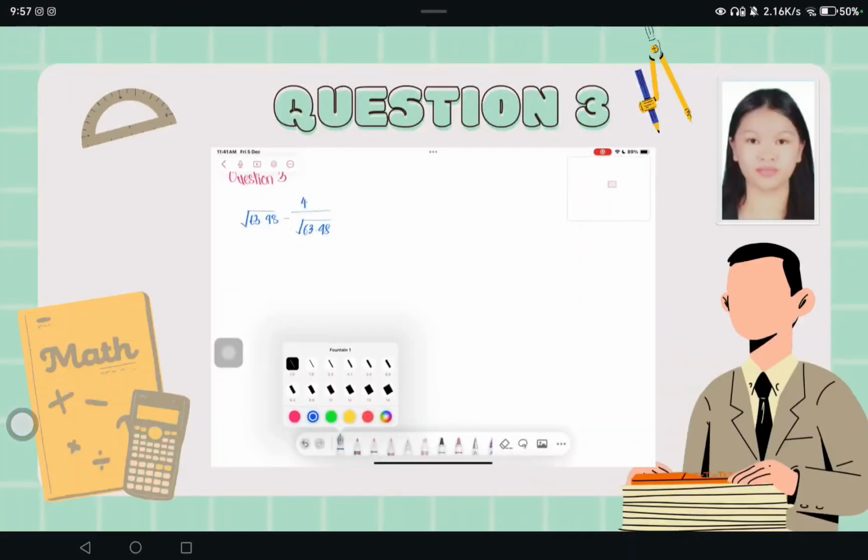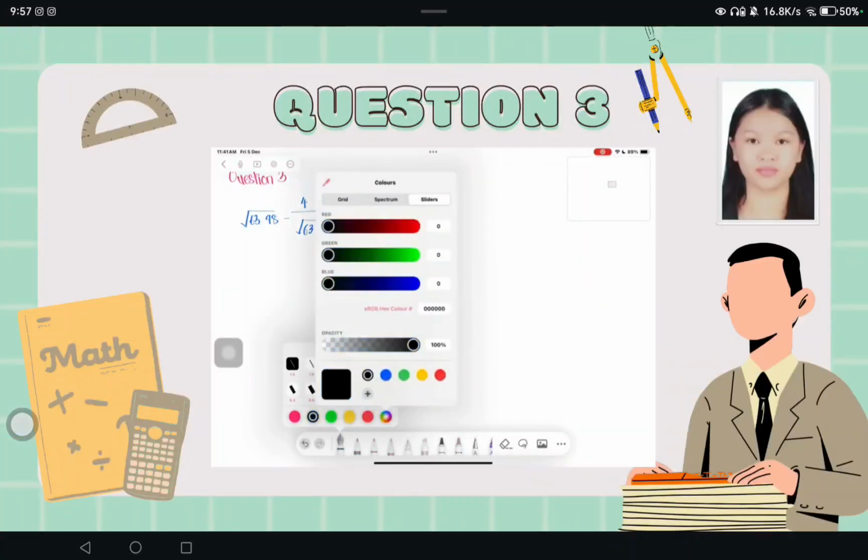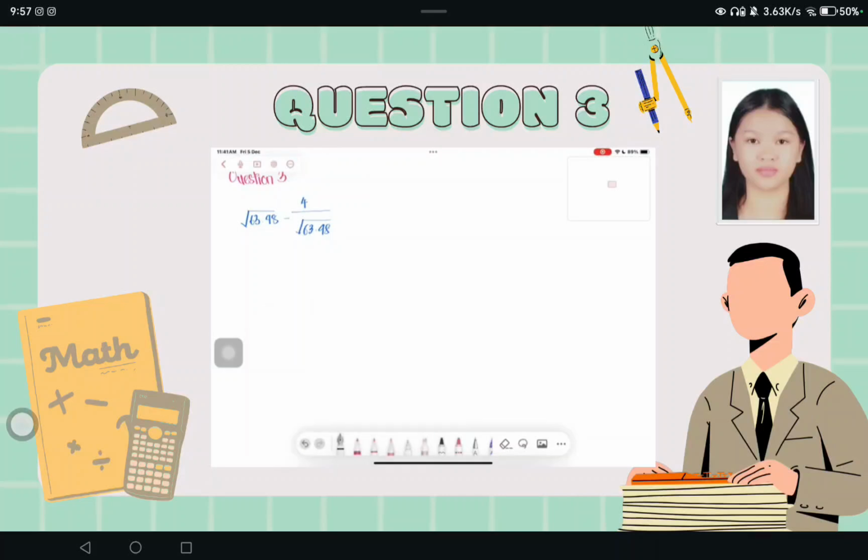So for this question 3, we can see a combination of square root and fraction. To solve it, we will use only 5 steps. So step 1, we're going to find f(x), which means we need to change the value inside the square root into x for this question.